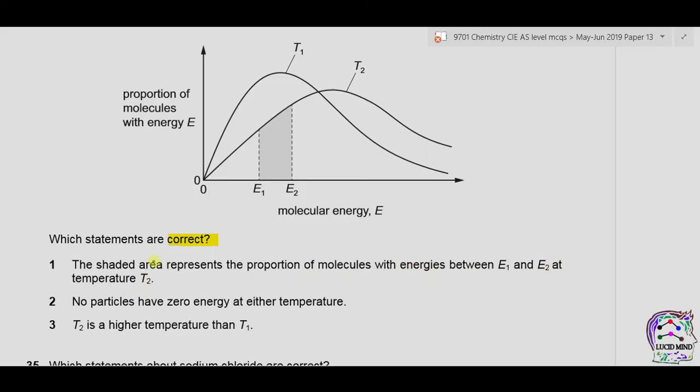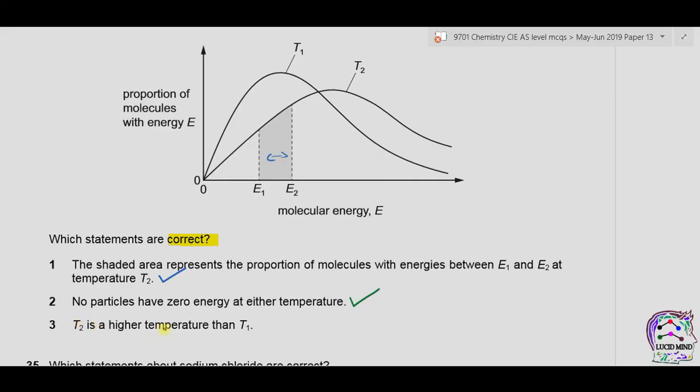at temperature T2. As we can see, this is the graph for T2 and this is the energy change that is given. Now this is the proportion of molecules that have this much energy. So this is a true statement. 2. No particles have zero energy at either temperature. This is true because we have gases and gas particles do not have zero energy.